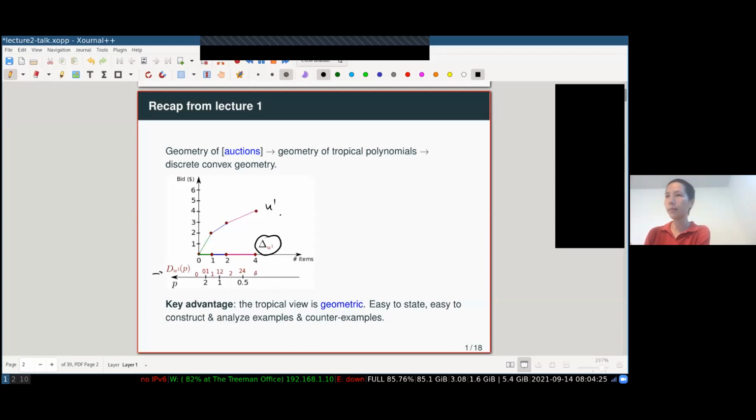Okay. So the key advantage is that the tropical view is geometric. A lot of problems become easier to state. It's also easy to construct and analyze examples and counterexamples. And this is what we'll do today. We'll prove a couple of theorems using this technique.